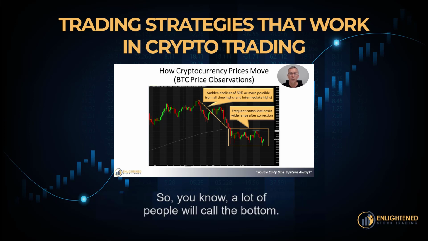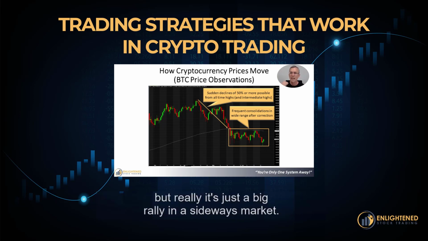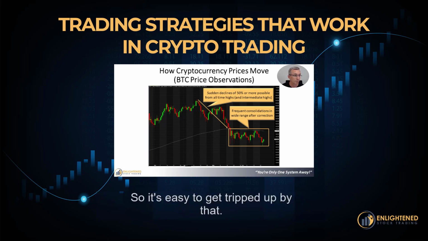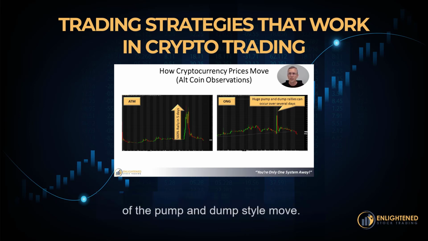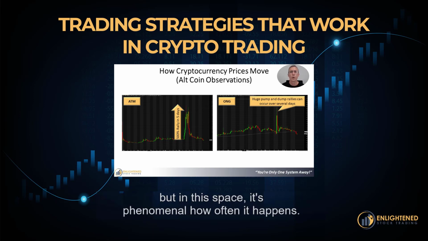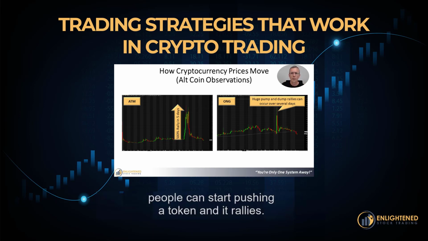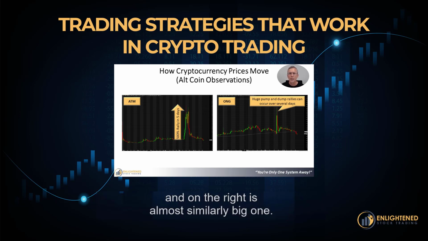So, you know, a lot of people will call the bottom. A lot of people will say, oh, it's over, we're making money again, but really it's just a big rally in a sideways market. So it's easy to get tripped up by that. This is some observations or just some illustrations of the pump and dump style move. And, you know, I think everyone knows what the term pump and dump means, but in this space, it's phenomenal how often it happens. And so out of nowhere, people can start pushing a token and it rallies. You see here on the left an example of a 500% rally, and on the right, it's almost similarly big one. And it just skyrockets and then disappears to nothing.